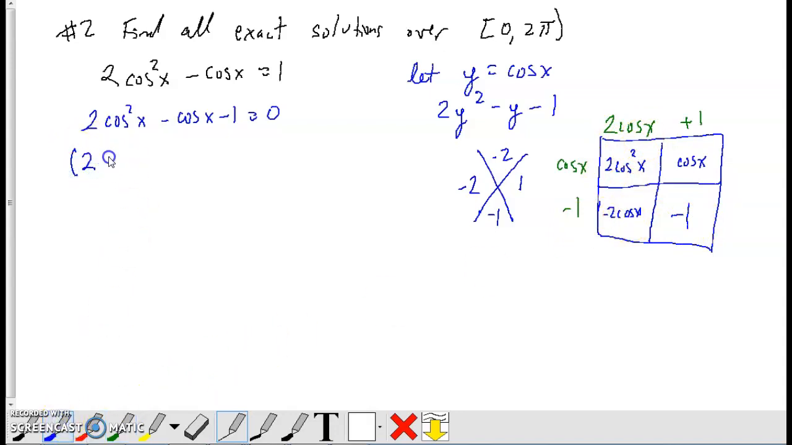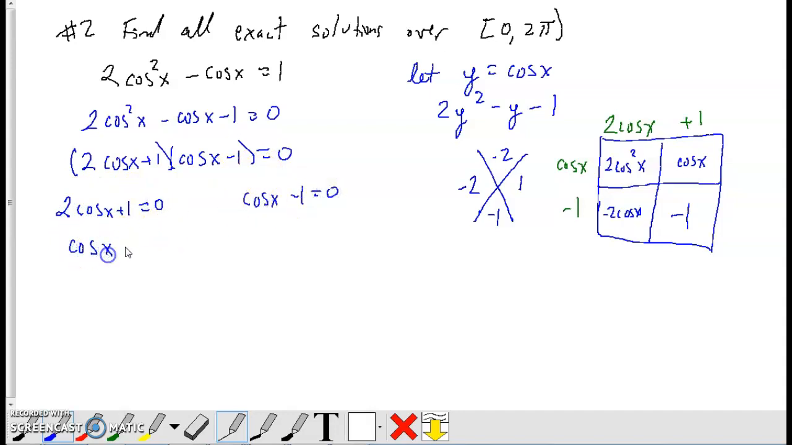So here are my two factors, 2 cosine of x plus 1 and cosine of x minus 1 equal to 0. Again, you don't fail the trig, you fail the algebra behind it. Now it's set equal to 0. I'm going to go ahead and set both of these factors equal to 0. So the first one will give me a -1/2, and the second one will give me a +1. Again, subtract 1, divide by 2.